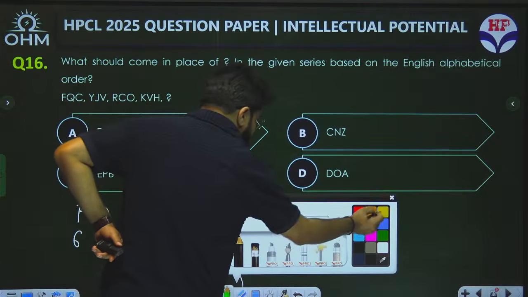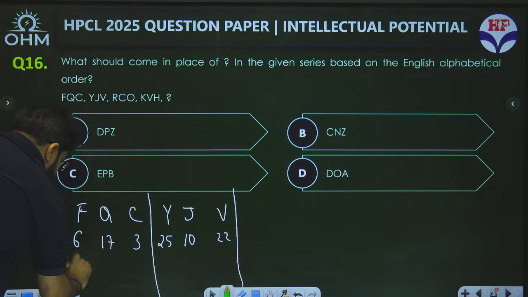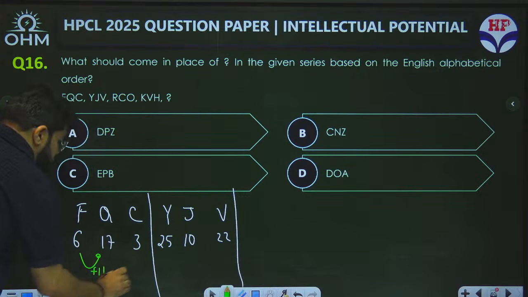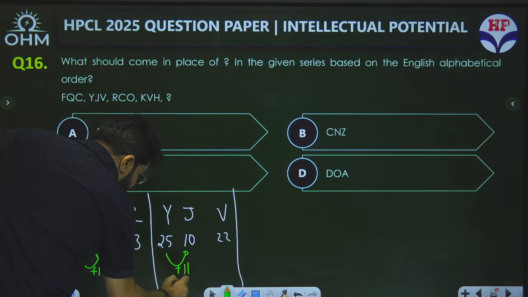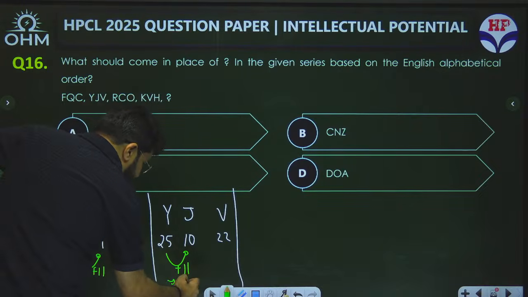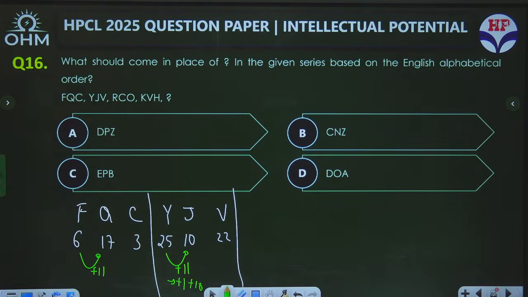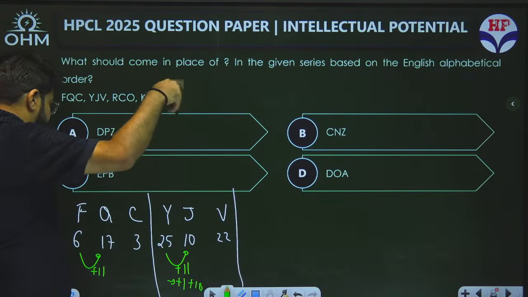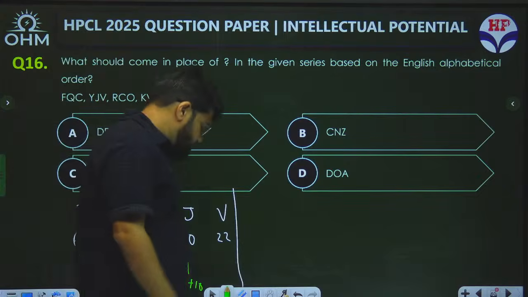Now let us see the relation between the numbers. 6 to 17 is plus 11. So is it also plus 11 here? 25 plus 11, but we know that after 26 it will restart. So 26 and plus 10. After 26, it will become 0. So plus 10, yes. Then 17 to 3. So 17 to 26, some restart is happening here.